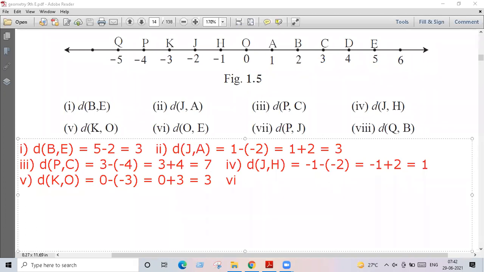Then the sixth one. I'll give all the answers calmly; you just pay attention to the screen. Sixth one is distance of OE. Here O is 0 and E is 5. So 5 is greater than 0. Therefore 5 minus 0 is equal to 5. Get it? Then the seventh one, distance of PJ.